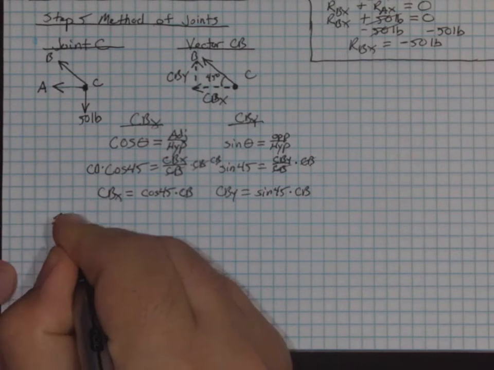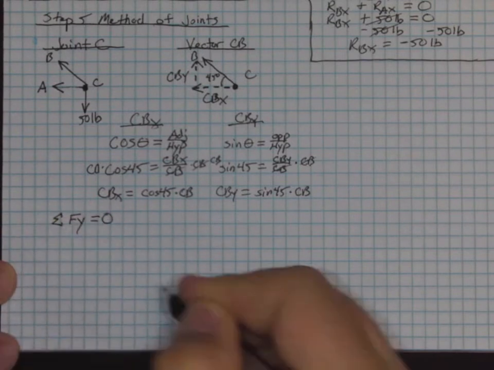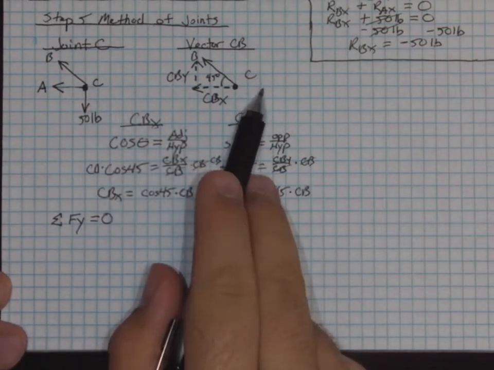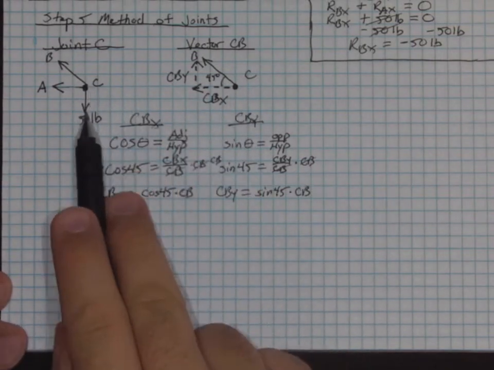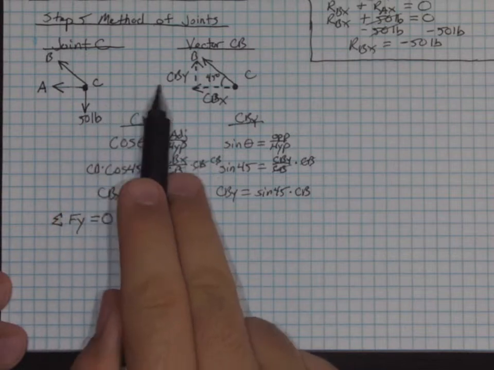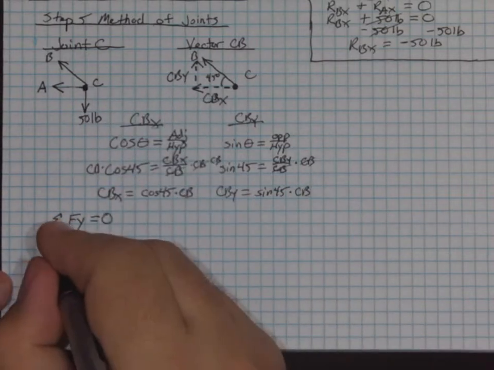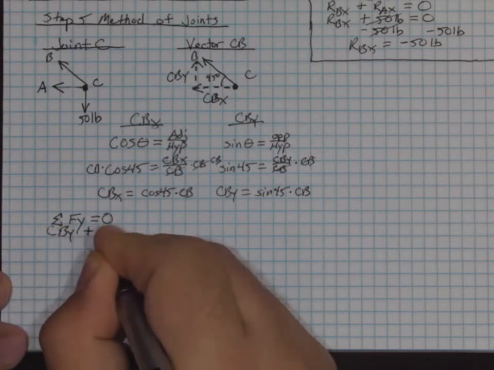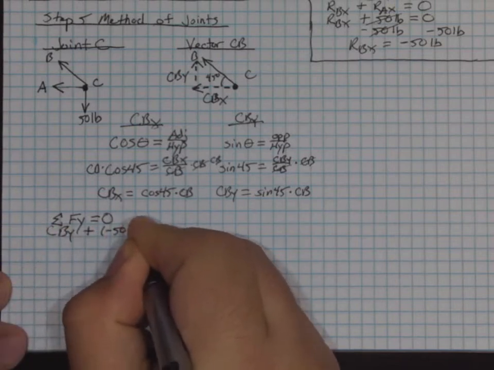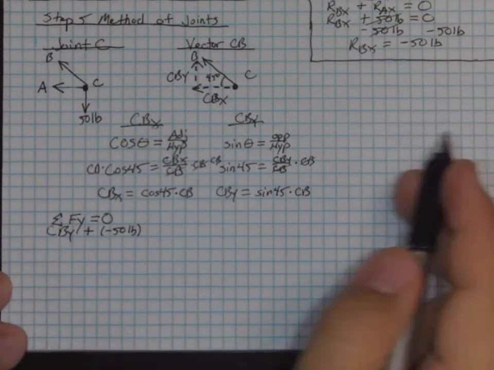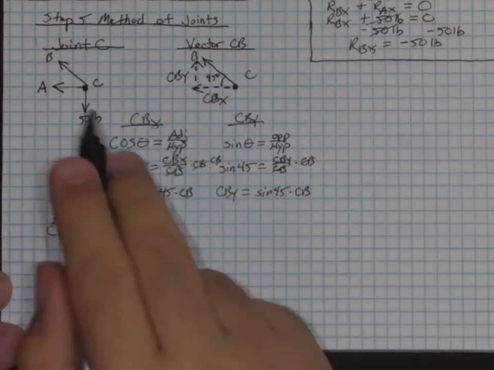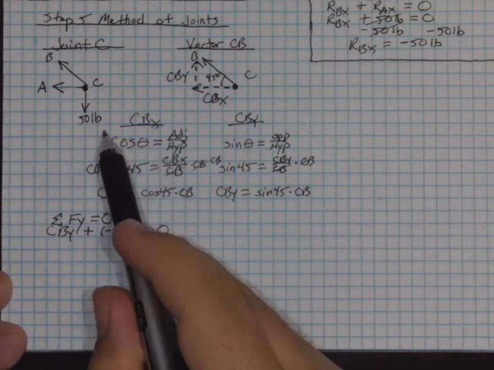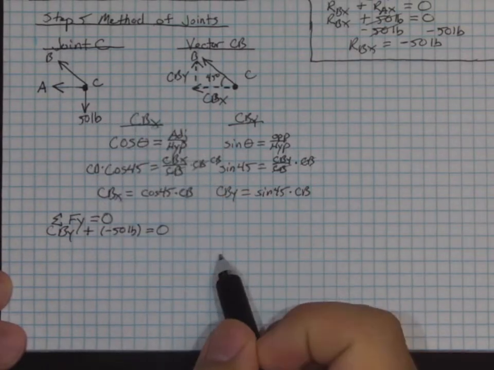I'm going to start first with the sum of the forces in the Y direction, which add up to equal 0. Here, I'm going to look at what arrows do I have moving in a straight line in Y. So I've got a negative 50 pounds, and then I've got CBY acting. So CBY plus a negative 50 pounds. This is negative because it's moving downward. And now when I add those together, it's going to equal 0. Those are the only two Y direction forces I have going on.